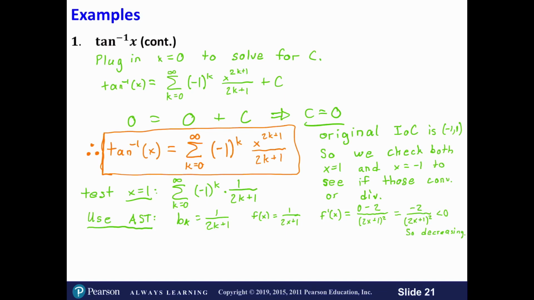Okay, and also the limit as k approaches infinity of bk is equal to 0, and so we have satisfied both conditions. So it converges at x equals 1. So the series converges at x equals 1. And if we did this for x equals negative 1, it would also converge.